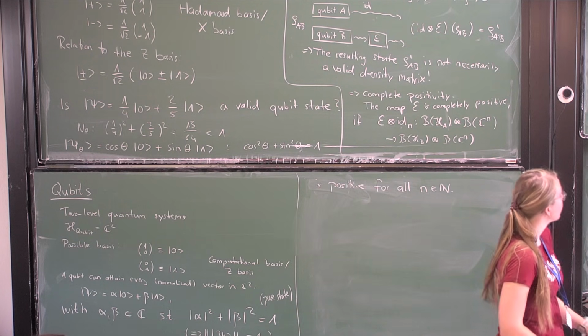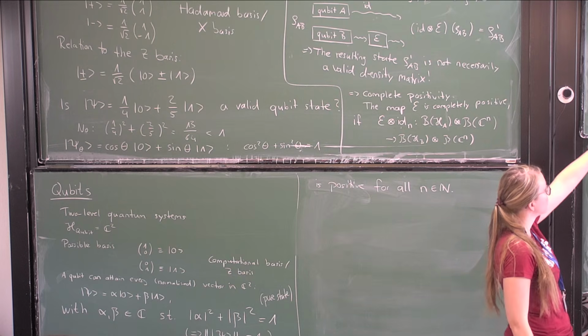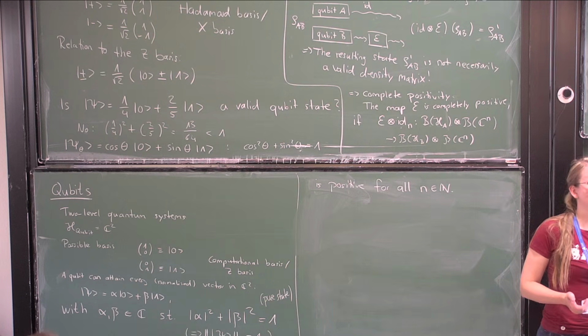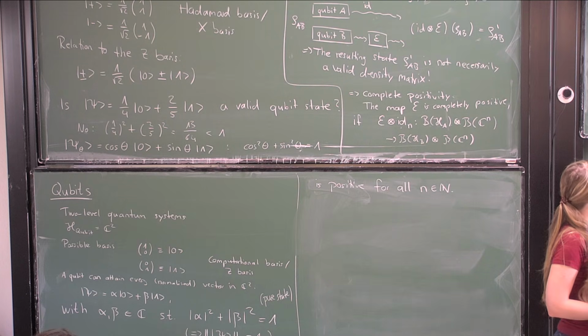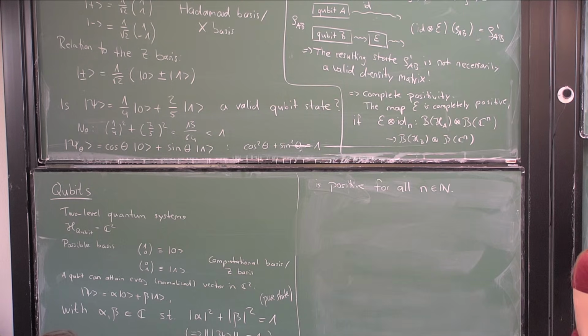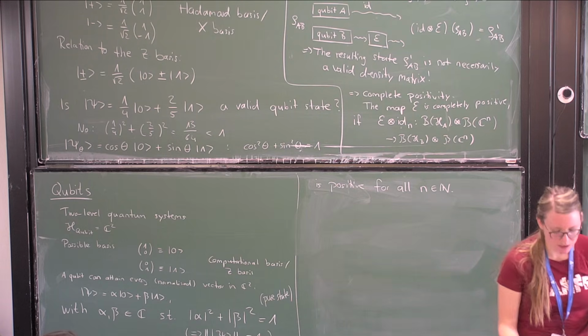Okay, but this is the definition of how an evolution is described. We're not talking a lot about evolutions in this course. What we're more interested in is measurements and measurement outcomes.